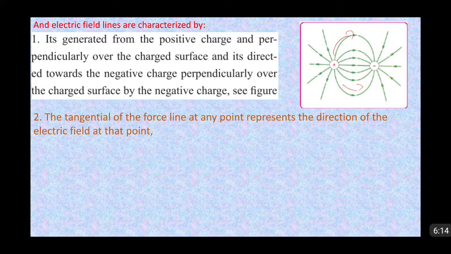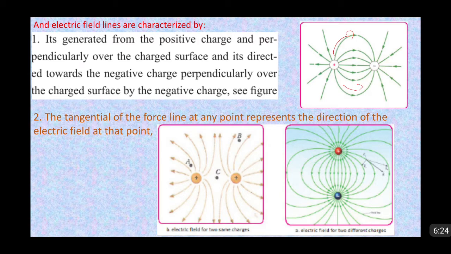Secondly, the tangent of the force line at any point represents the direction of the electric field at that point. Look at the figure, positive, positive. Both of them repel each other. For two same charges they repel, and for two different charges they attract each other. The line passes from one charge to the other charge.